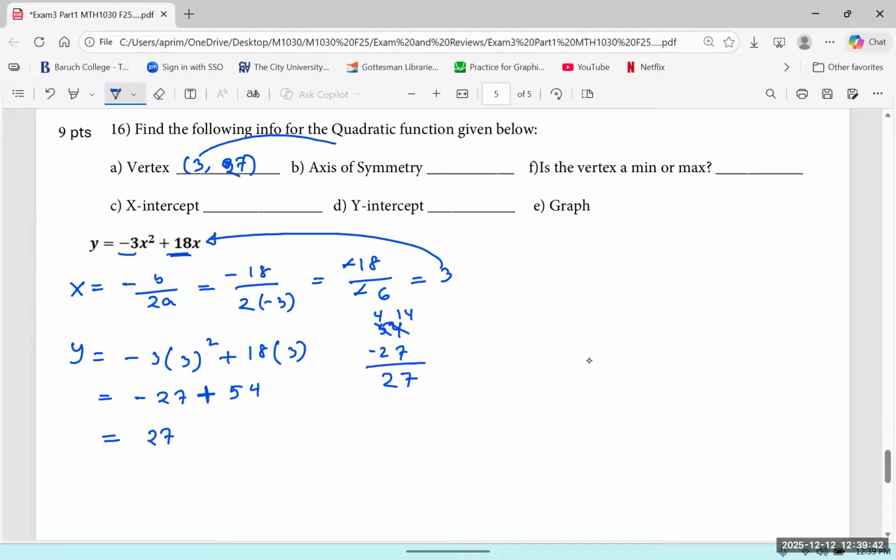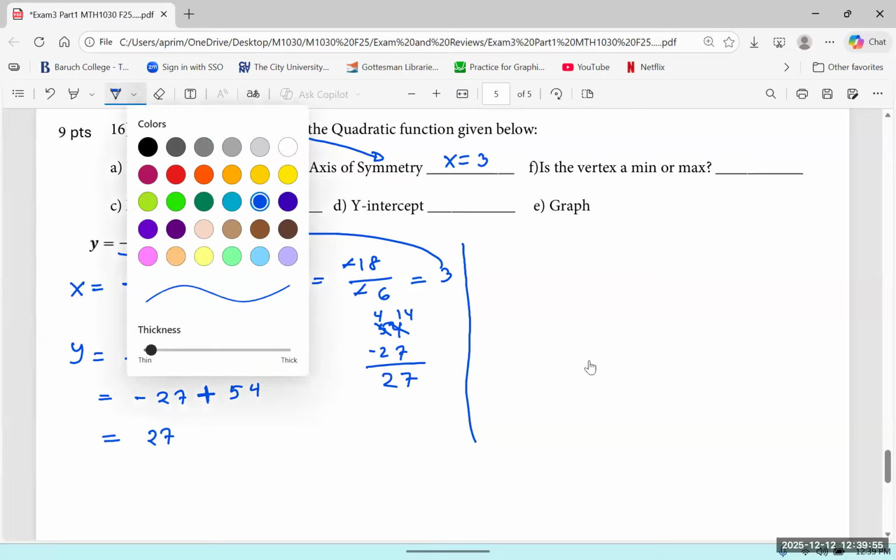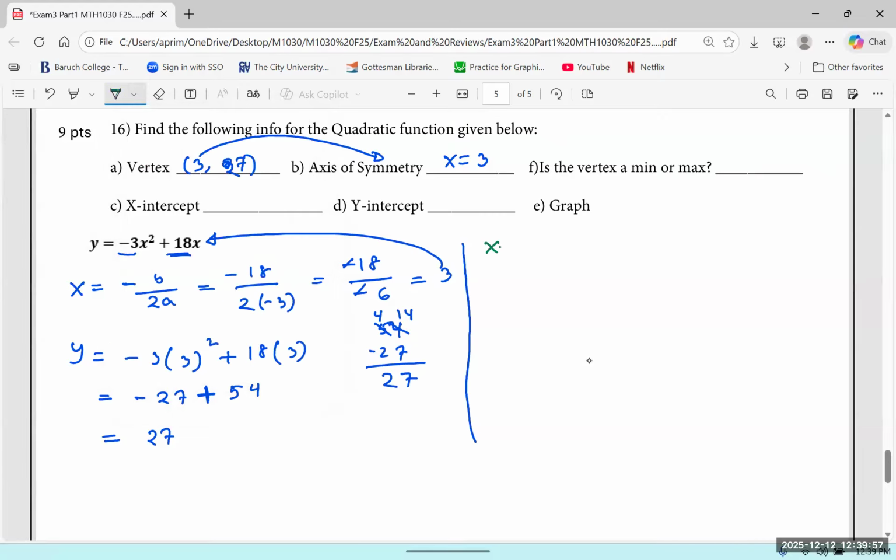Now the x value tells you the axis of symmetry: x equals 3. And then we find the x-intercepts. To find the x-intercept, we don't want to see y. So this is our y, and we set it equal to 0. And we get negative 3x squared plus 18x.